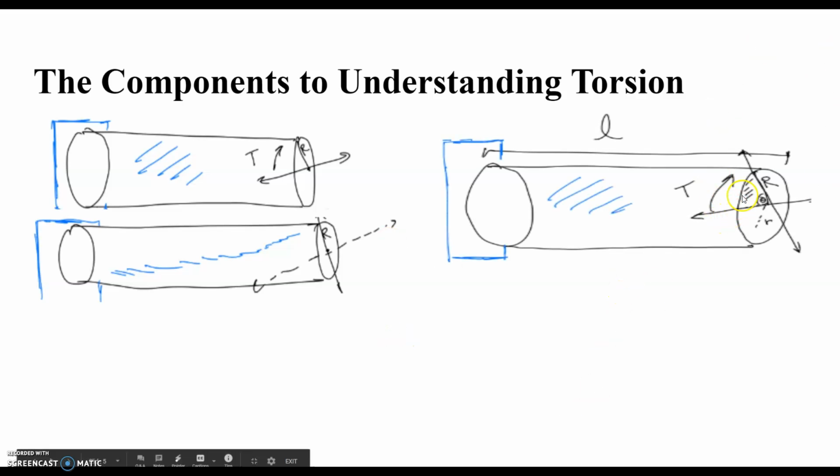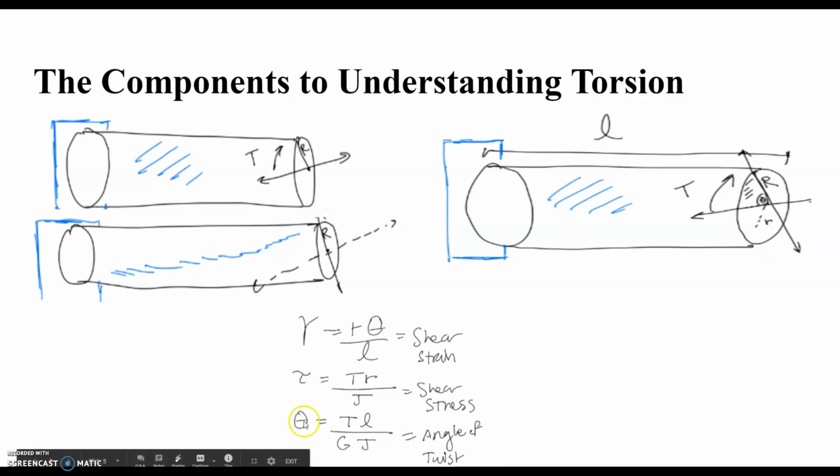Now, we can find that theta, because that theta will prove to be useful in a second. We can find that theta by this formula for angle of twist, and that's what it's called, angle of twist. Now, we can find that by multiplying the length of this rod times the torque divided by the shear modulus multiplied by the polar moment of inertia. Now, that seemed like a lot, but I'll just break it down quickly.